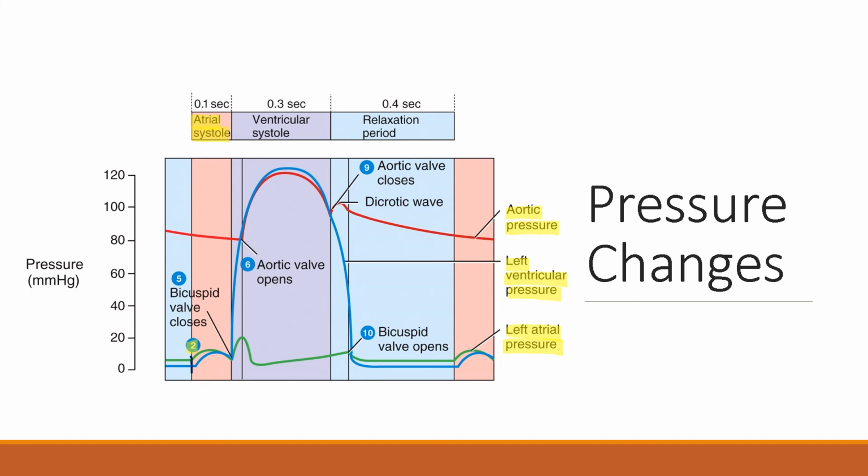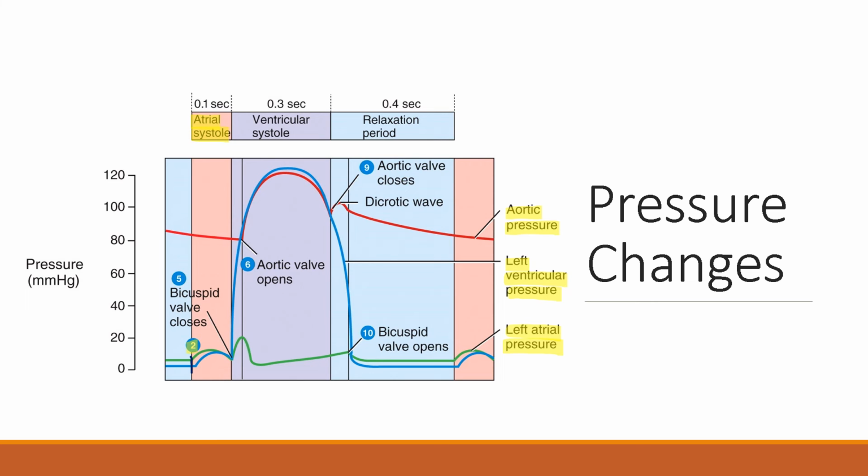And as the atria contract, they exert pressure on the blood within the atria. And this is going to force blood through the open AV valves into the ventricle. So we're going to get that increase in pressure both in the atria and in the ventricle. See these little bumps here in the pressures. So that's when the atria contract.